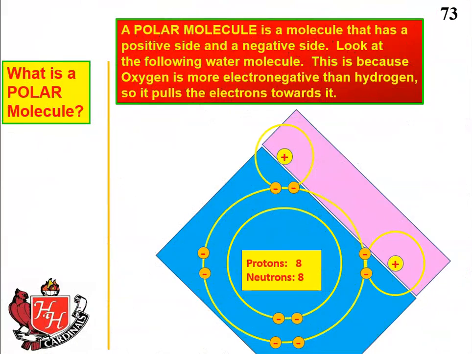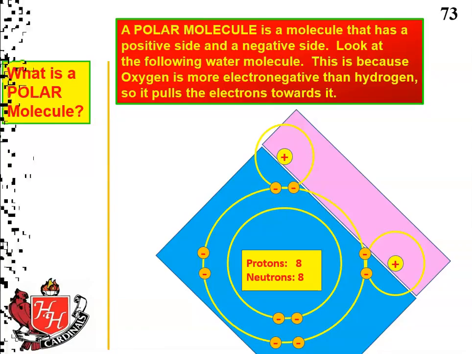So what is a polar molecule? A polar molecule is a covalently bonded molecule. I should make that point. It's a covalently bonded molecule that has a positive side and a negative side. So look at the following water molecule. This is because the oxygen is more electronegative. So the oxygen is going to be that bigger atom down there in the lower left, and it's more electronegative than hydrogen, so it pulls the electrons towards it.